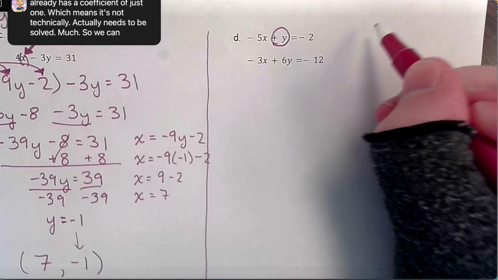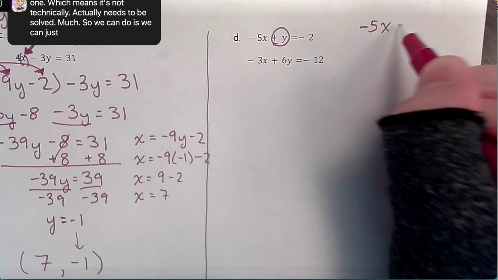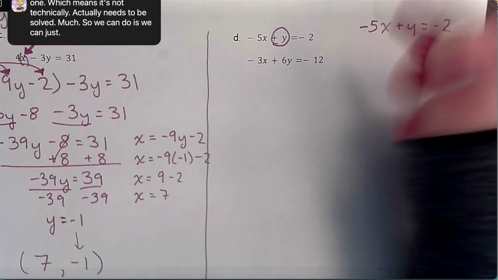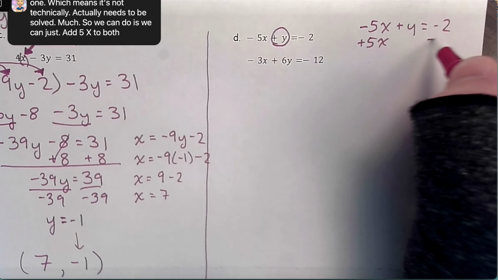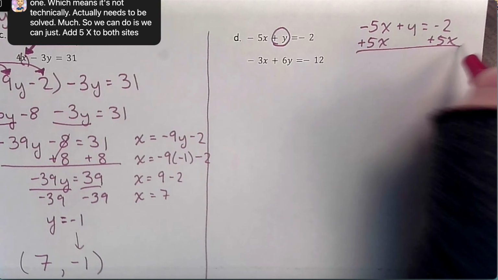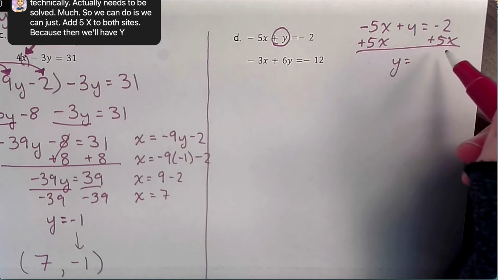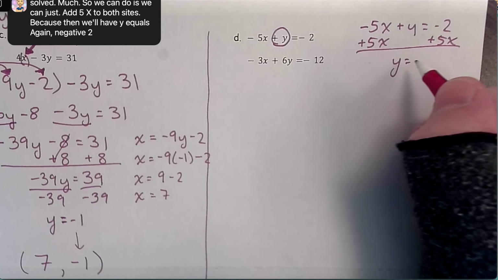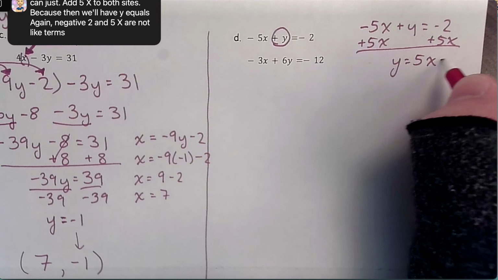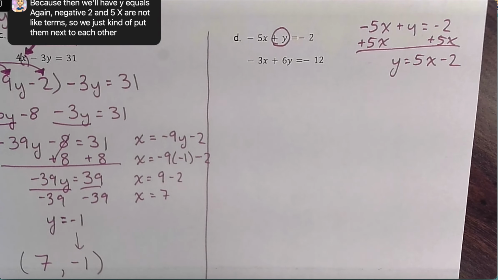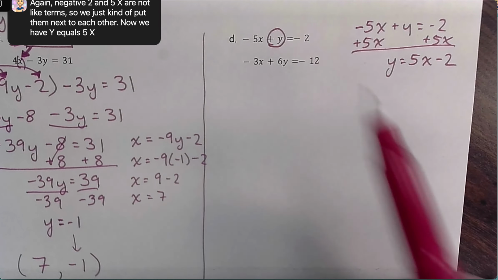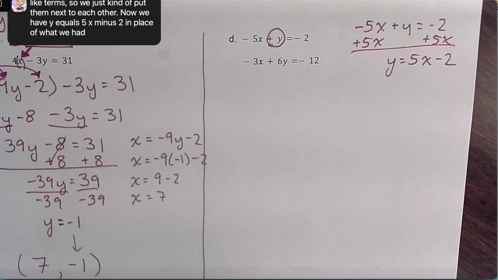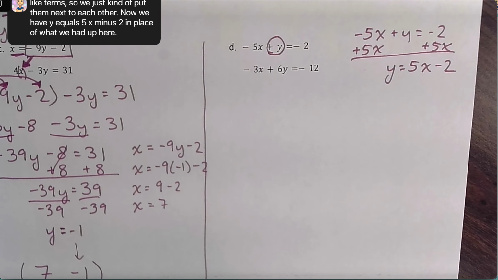So what we can do is we can just add 5x to both sides, because then we'll have y equals, again, negative 2 and 5x are not like terms, so we just kind of put them next to each other. So now we have y equals 5x minus 2 in place of what we had up here. So cool, one of our equations is now solved for one of the variables.